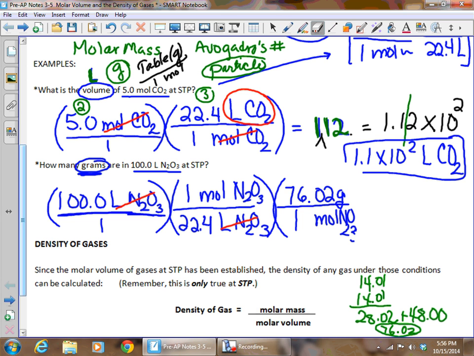Now, I didn't leave myself enough room to write the N2O3, and that's important. I require it, so I'm going to erase that parentheses and spread it out a little bit so I can fit that in there. So now moles of N2O3 cancel. I'm left with grams of N2O3, and that's what I want in my problem. So when I put this in my calculator, I put in 100 divided by 22.4 times 76.02 since it's on top, and I end up with 339.375.